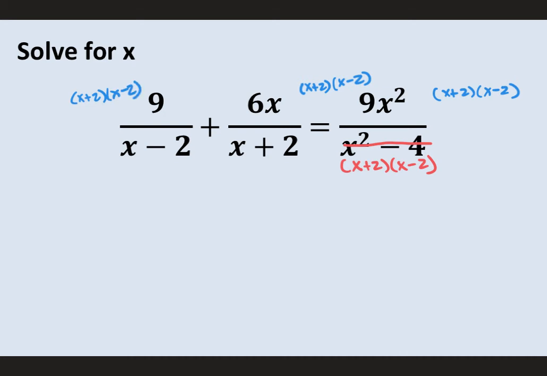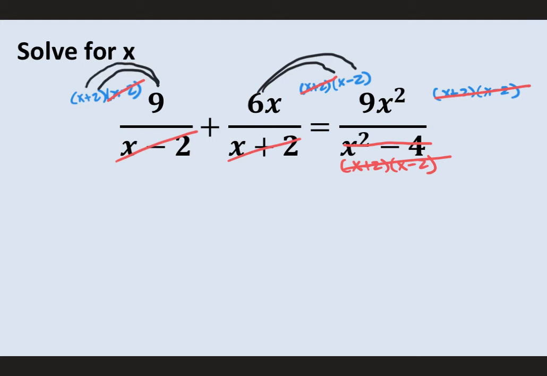So on the far right one, both the x plus 2's and the x minus 2's reduce and go away, leaving us with just the 9x squared. Here, the x plus 2 goes away and the x plus 2 goes away, and we're going to have a little bit of distribution to do in just a second. And then here, the x minus 2 and the x minus 2 go away, and again, we'll have a little bit of distribution to do here in a second. All right, so let's go ahead and multiply some stuff out.